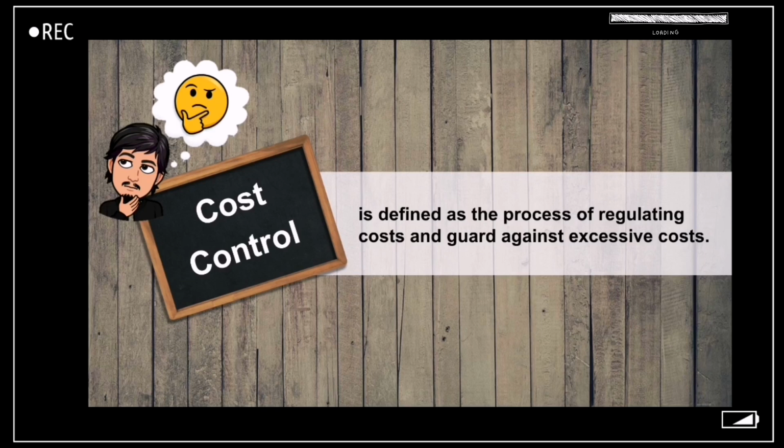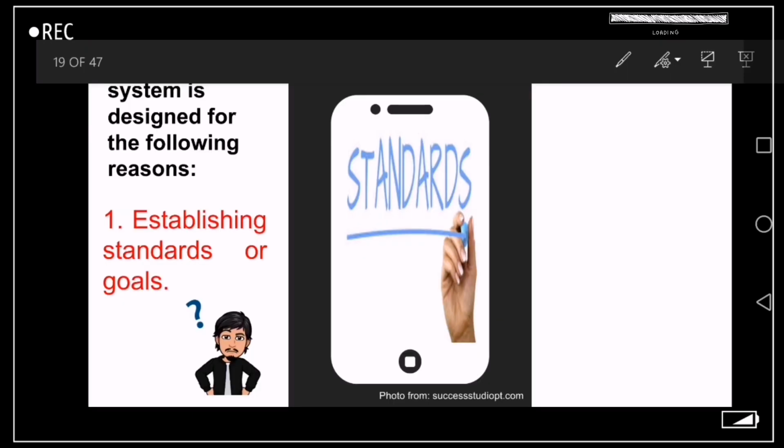So siguro naririnig natin yung salita na cost cutting. When we say cost control kasi, ang aim niya is to carry out operation at a reasonable cost without sacrificing the quality of service and production. So, kay cost cutting kasi, it is reducing the cost at the expense of quality. So, yun yung difference ni cost control with cost cutting. So, we do not associate cost cutting with cost control. They are different things. Okay, so let us talk about this.